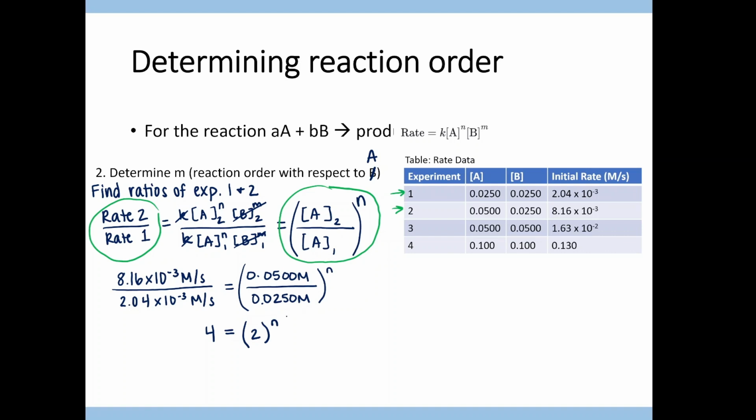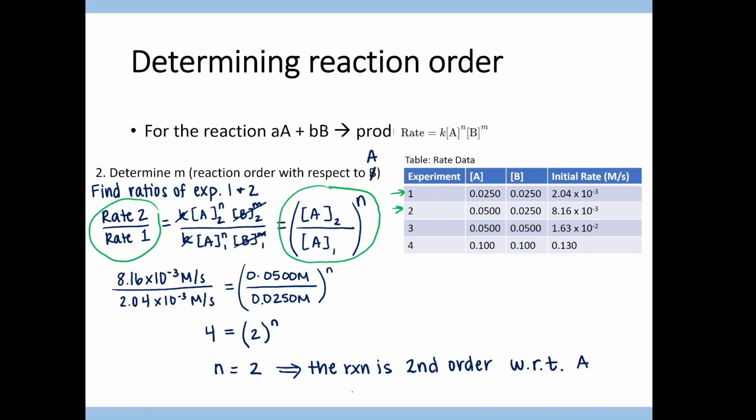So we have 4 equals 2 to the power of n. Now we have to think about which exponent, when applied to the value 2, gives you 4. Well, 2 squared is 4. So n is equal to 2. And this tells us the reaction (Rxn, short for reaction) is second order with respect (WRT) to reagent A.